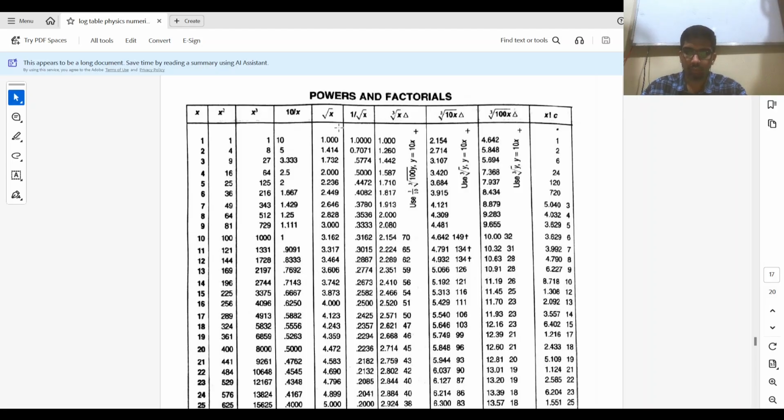You have to find now the value of 1 upon root 3. So look at this part, 1 upon root x. In place of x, we have got root 3. So 1 upon root 3 is 0.5774. We have to find the value of 1 upon root 3. So in place of x, what should come? 3. x के जगह पे क्या आएगा? 3 आना चाहिए. तो third value क्या है? 0.5774. So 1 upon root 3 का value is 0.5774. Let's go back to our PPT.